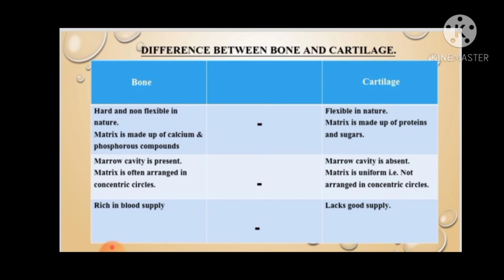Matrix is often arranged in concentric circles inside the bones, whereas in case of cartilage, matrix is uniform, that is not arranged in concentric circles. Bones are rich in blood supply, whereas cartilage lacks good blood supply. Okay, so these are the important differences between bone and cartilage.